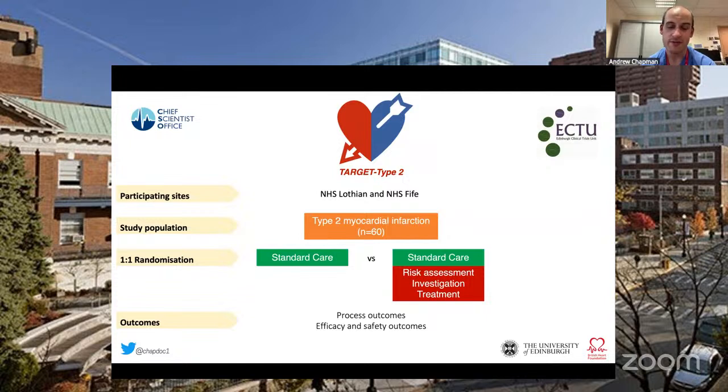And we wanted to see, firstly, if it was feasible to recruit patients with type 2 MI and randomize them, and secondly, to see how many of our recommendations would be followed at 90 days to give us insight into whether the trial would be feasible at a broader level.